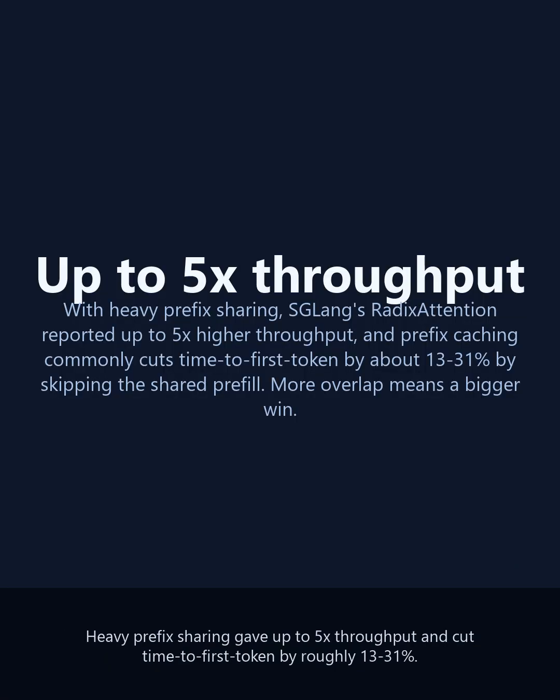How much does it help? For workloads with heavy prefix sharing, radix attention reported up to 5 times higher throughput, and prefix caching commonly cuts time to first token by roughly 13 to 30%, because the shared prefill is skipped. The more your requests overlap, a big system prompt, a shared document, a long chat history, the bigger the win. With little overlap, the gain shrinks toward zero.